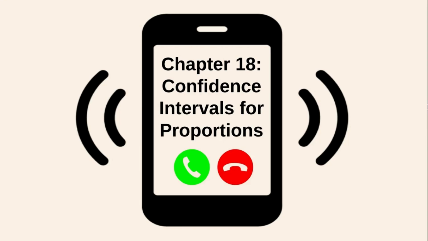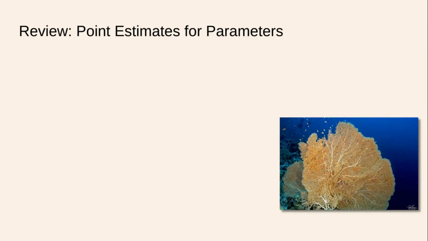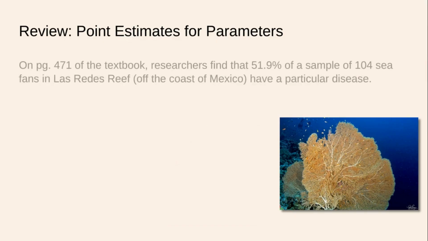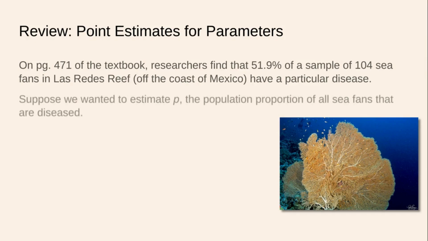Welcome back, AP Statistics. This is Chapter 18, Confidence Intervals for Proportions. So in the prior section, we talked about the idea of a point estimate. On page 471 of your textbook, if you recall, researchers find that 51.9% of a sample of 104 sea fans in Las Redes Reef off the coast of Mexico have some kind of disease.